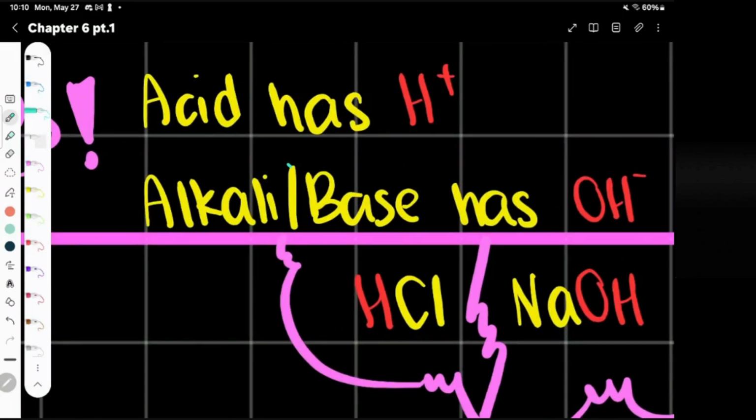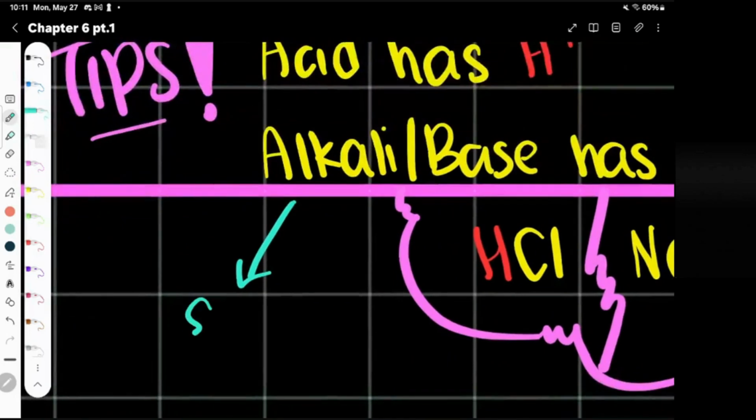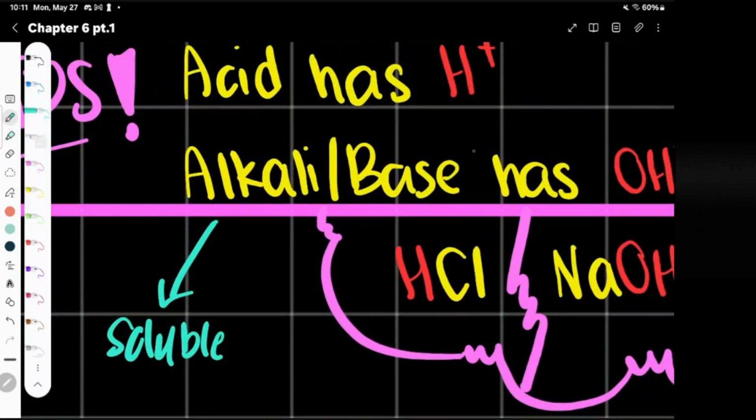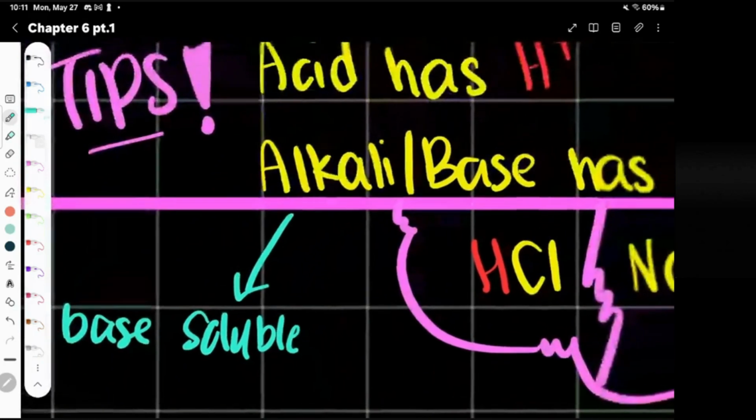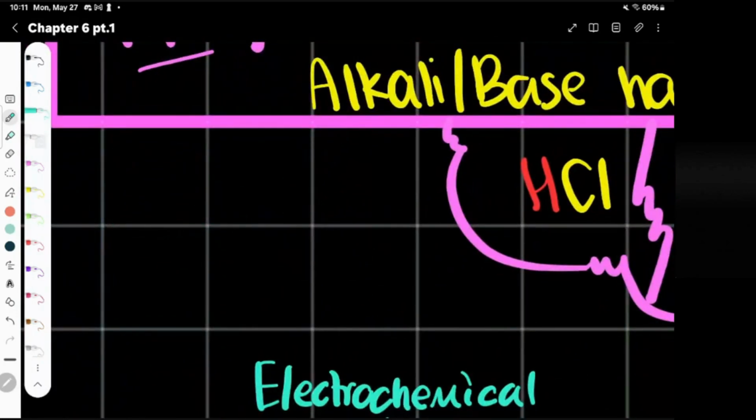But if you notice, why do I keep mentioning alkali or base? Just in case you guys forgot lah, right? Alkali is actually soluble, okay? Meanwhile, base is not soluble, but it's still, sorry, it's still alkali, okay? So alkali is just a base that is soluble. Okay, very simple, actually very simple.